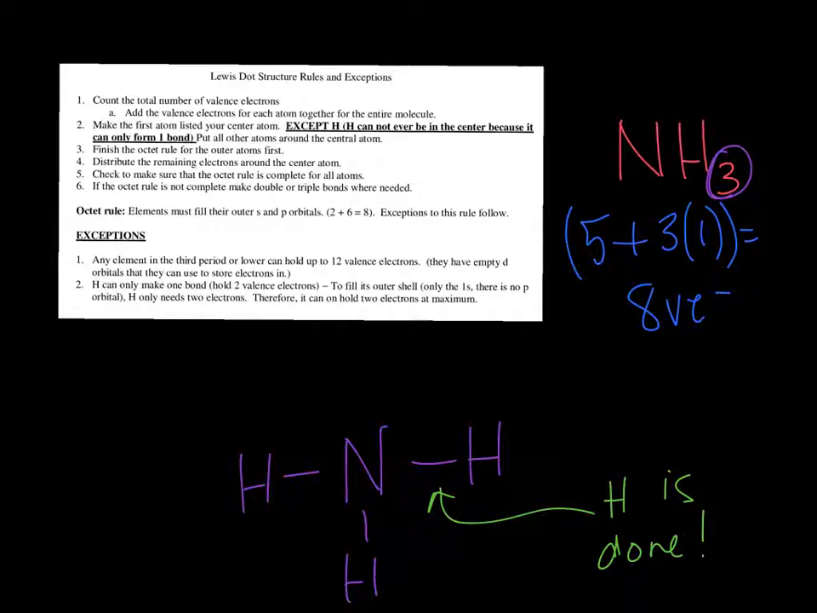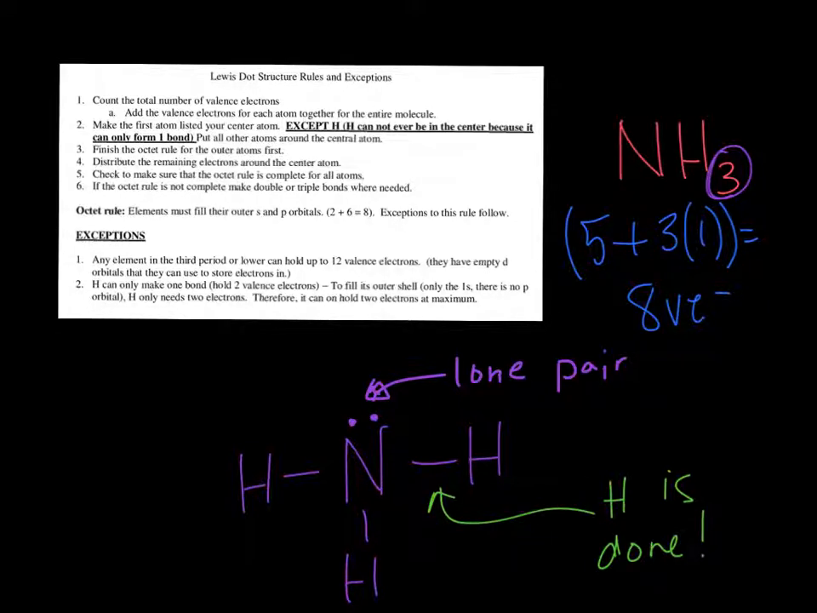Number 4 says distribute the remaining electrons around the center atom. So I've got 2, 4, 6 electrons around nitrogen, so I still have 2 more electrons left from the 8 that we counted. And so I'm going to put them right up here. All right? And those are called a lone pair of electrons. Okay, lone, like the Lone Ranger. So they're a lone pair of electrons.